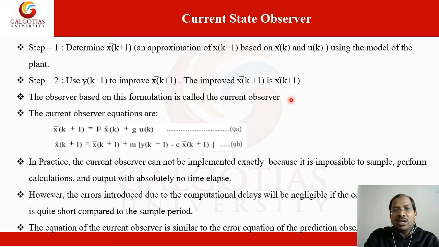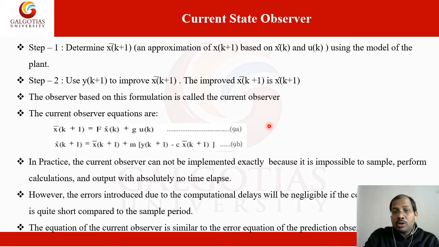So we are using the current input and current output of the plant to estimate the next state value. The current observer we can write in this form, equations 9a and 9b. x bar k plus 1 equals F x cap k plus G u k, and x tilde, that is x cap k plus 1, is equal to x bar k plus 1 plus M times y k plus 1 minus C x bar k plus 1. So this is the current observer.